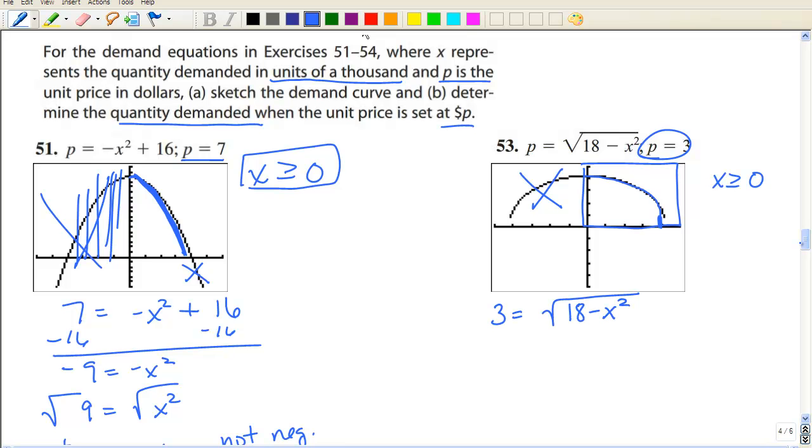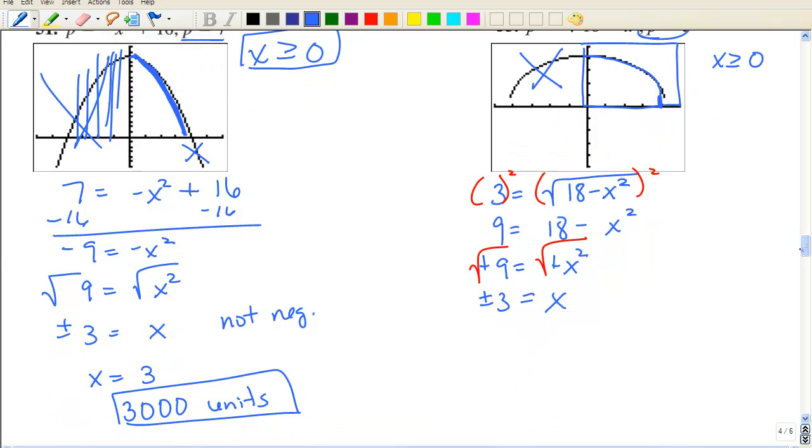All right, so we get to do some algebra, how to get rid of a square root. We're going to square both sides. And now we have really the same type of problem we had on number 51. So I'm going to subtract 18. I'm going to divide by negative, making them positive. Take the square root. And unfortunately get the same answer, coincidental that we still have plus or minus 3, but again we can only have the positive 3, and again we have 3,000 units.